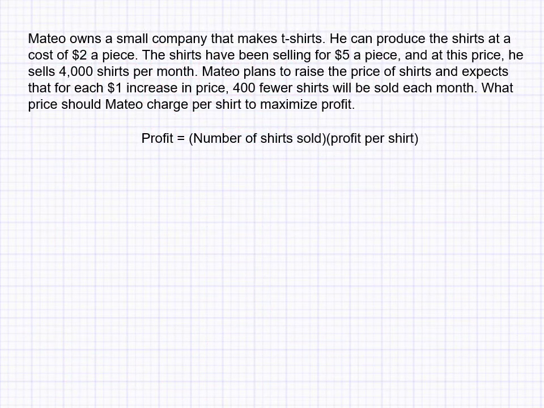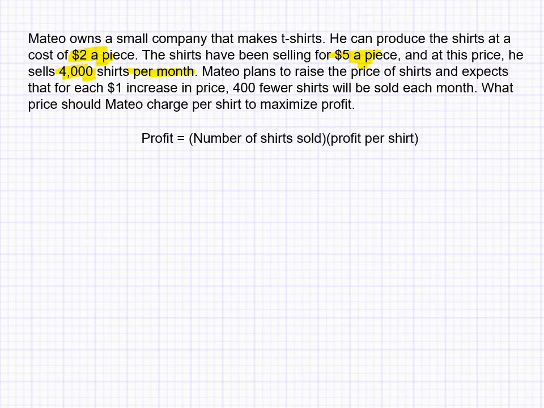Okay, and here we have a profit equation, in which case we're going to try and maximize our profit. So we have Matteo, and Matteo owns a small company that makes t-shirts. He can produce the shirts at a cost of $2 a piece. The shirts have been selling for $5 a piece. So we have $2 a piece, they sell for $5 a piece, and at that price he's selling about 4,000 shirts per month. It's pretty good.